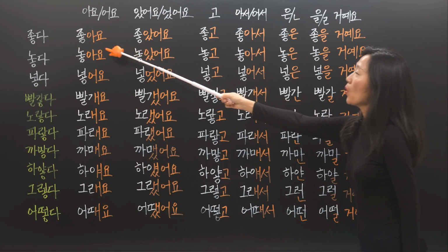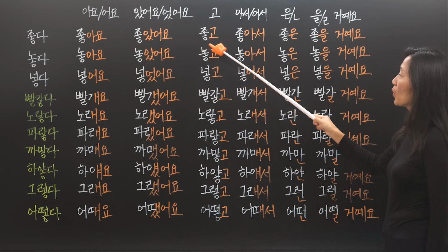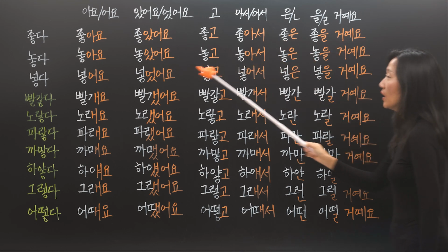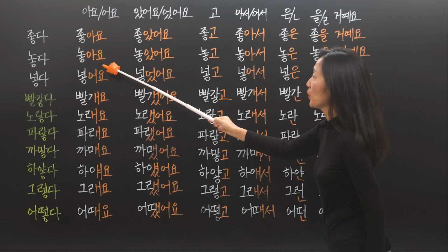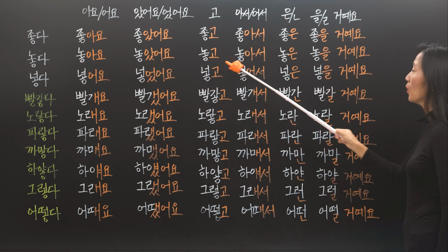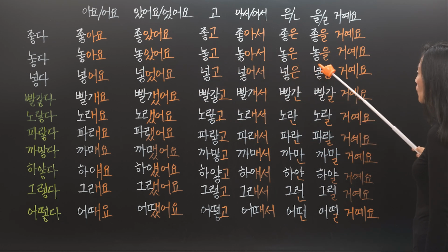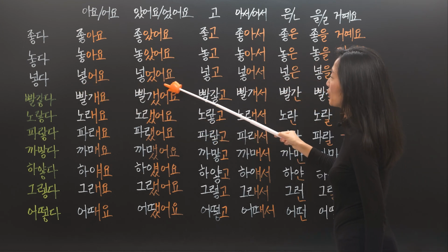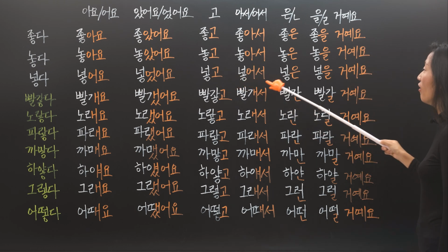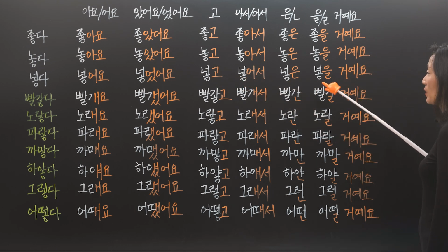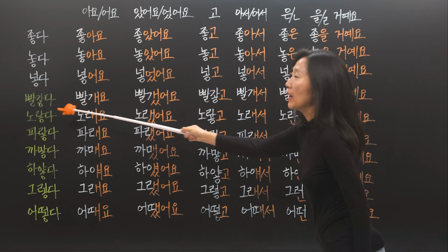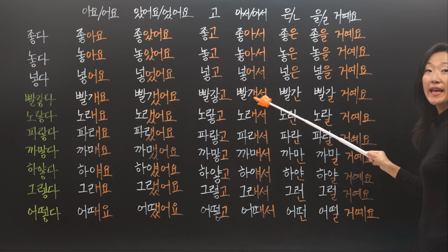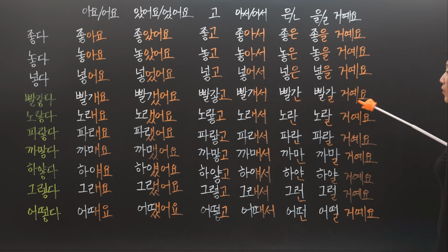좋다, 좋아요, 좋았어요, 좋고, 좋아서, 좋은, 좋을 거예요. 놓다, 놓아요, 놓았어요, 놓고, 놓아서, 놓은, 놓을 거예요. 넣다, 넣어요, 넣었어요, 넣고, 넣어서, 넣은, 넣을 거예요. 빨갛다, 빨개요, 빨갰어요, 빨갛고, 빨개서, 빨간, 빨갈 거예요.